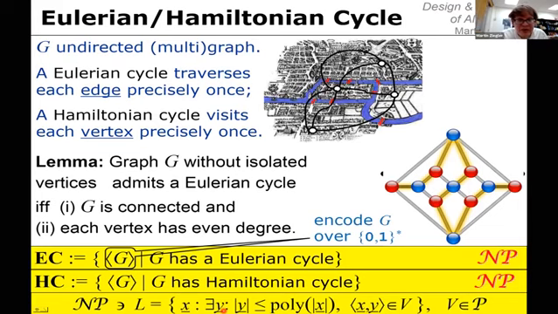And the hypothesis of the lemma that the graph has no isolated vertices comes basically for free, because we can just remove all isolated vertices. The presence or absence of isolated vertices does not change whether the graph has a Eulerian cycle or not. So based on this lemma, one easily can devise, I will refrain from actually doing so in detail, but we can easily come up with a polynomial time algorithm.